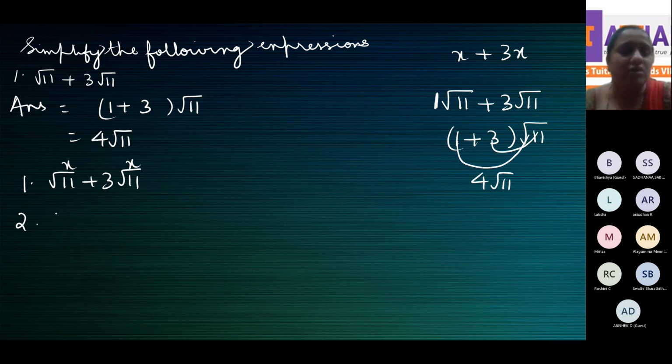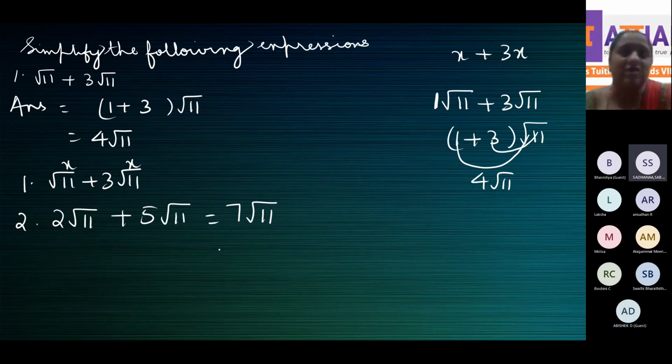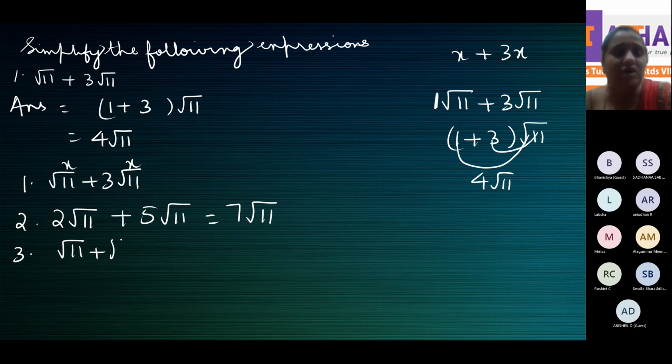So now children, tell me what is 2 root 11 plus 5 root 11? 7 root 11. Very good. So it's like 2x plus 5x, 7x. 7 root 11. Now tell me what is root 11 plus root 11 plus root 11?